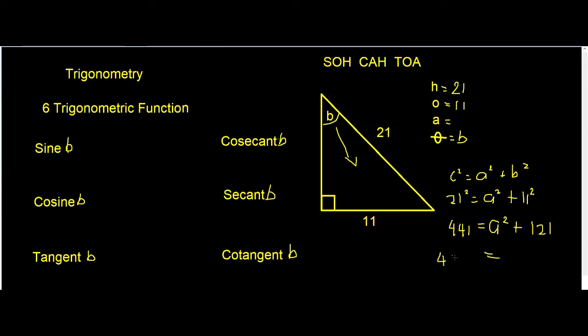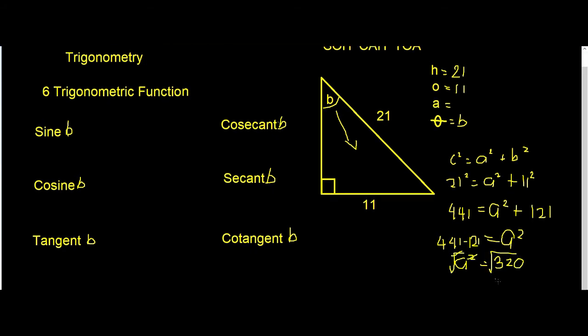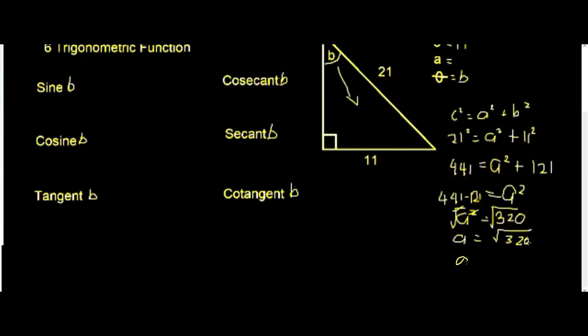Transpose, you have 441 minus 121 a square. You have a square now is equal to 320. And then cancel, you have a now is equal to square root of 320. A is equal to 17.89. Or your adjacent is equal to 17.89.